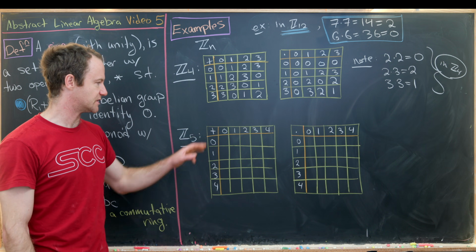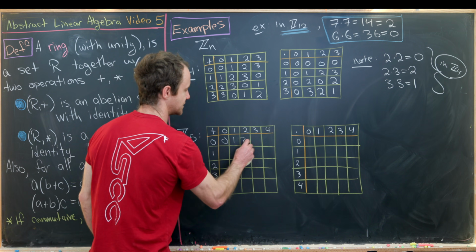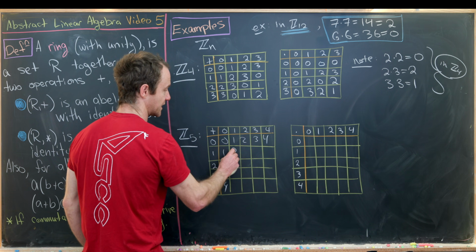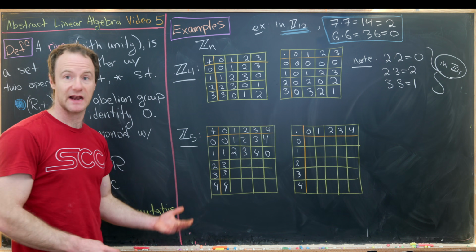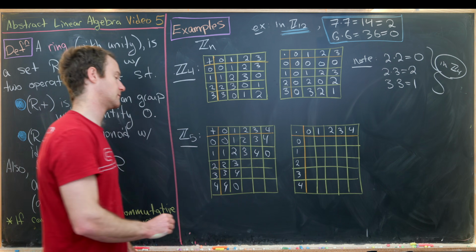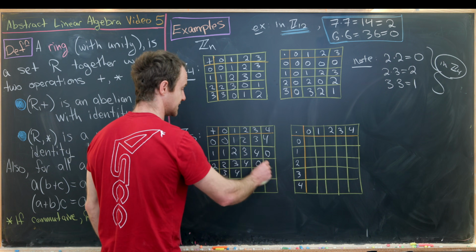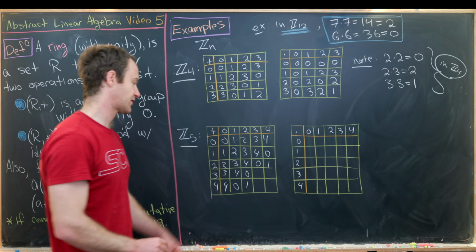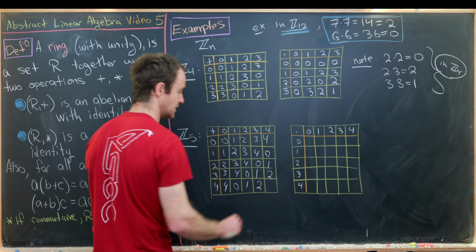Now let's go ahead and do a chart for Z5 as well. The addition will go quickly. We'll have 0, 1, 2, 3, 4 across the top and down the side. Adding 1, we'll get 2, 3, 4, 0, because 1 plus 4 is 5, which has a remainder of 0. And then here we have 3, 4, 5, which is 0. Now adding 2, we'll get 4, 5, which is 0, and then 6, which is 1. Same thing down this way, 0 and 1. Add 3: 3 plus 3 is 6, which is 1. 3 plus 4 is 7, which is 2. So we can fill that in.